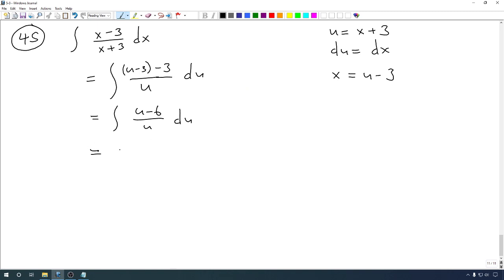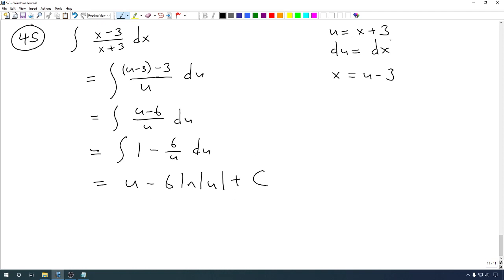We're going to split this up. We have u over u, which is just 1, minus a 6 over u. Some nice little algebra there. And this is something we can actually integrate. The integral of 1, you might think immediately that would be x, but no, we are integrating with respect to u, so we do need to change that to a u, not x. The integral of negative 6 over u is a negative 6 times a natural logarithm of the absolute value of u. We still need that plus c.